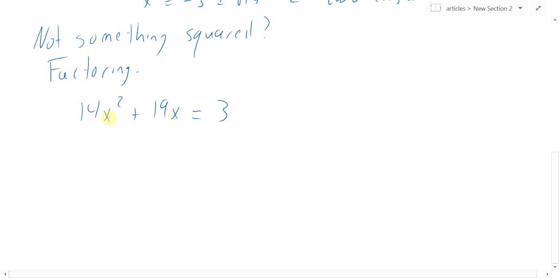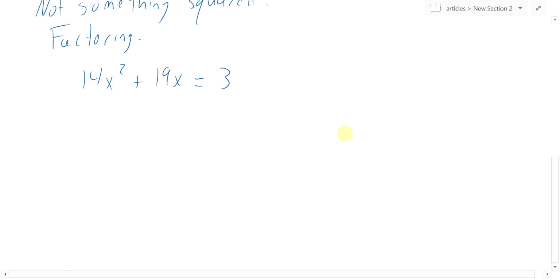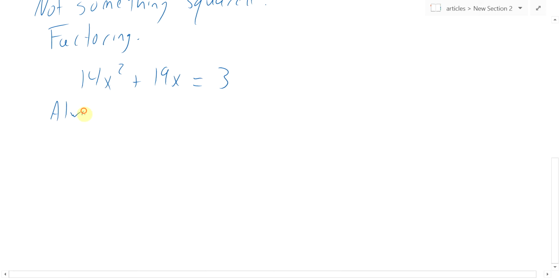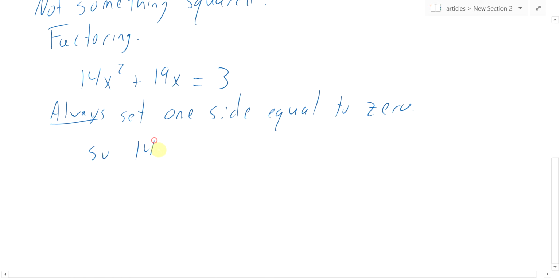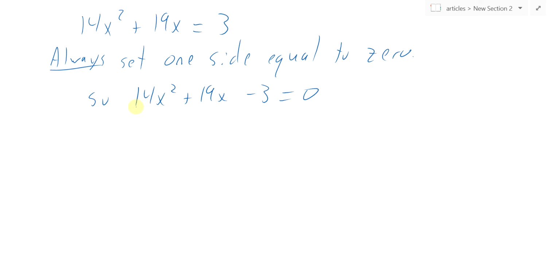It's an x squared, right? So it's a quadratic. In solving these things, there's a rule that you always have to follow if you're going to do factoring or completing the square or the quadratic equation. Always set one side equal to 0. So 14x squared plus 19x minus 3 equals 0. And we'll see why we need to set one side equal to 0 in just a minute or two. But let's factor this.